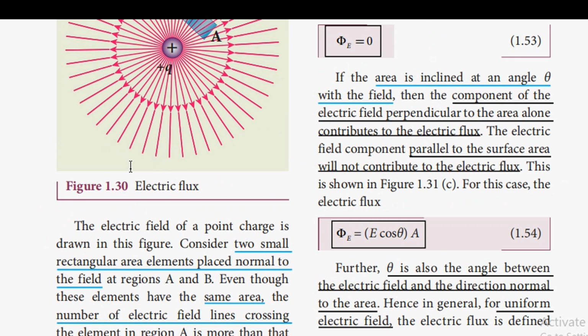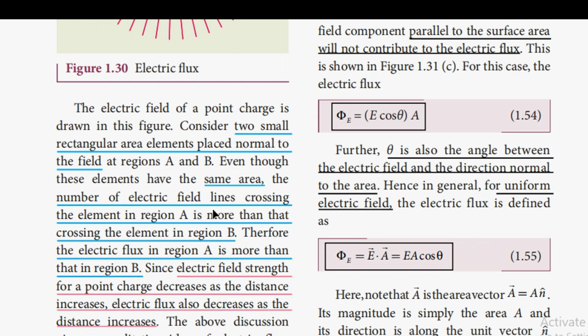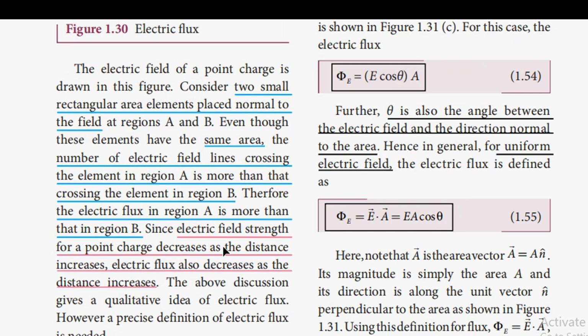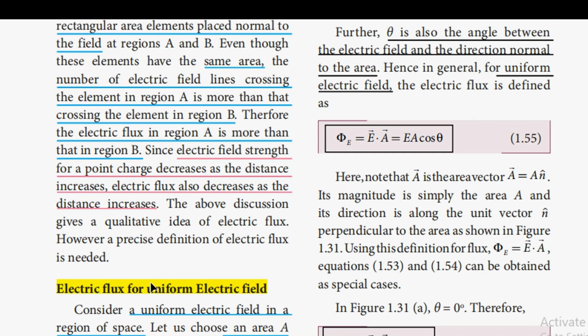So here in this case the electric field of a point charge plus q is drawn, and consider two small rectangular area elements A and B placed normal to the field. Even though these elements have the same area, the number of electric field lines crossing the element in region A is more than that crossing the element in region B. Therefore, the electric flux in region A is more than that in region B. Since electric field strength for a point charge decreases as the distance increases, the electric flux also decreases as the distance increases. The above discussion gives a qualitative idea of electric flux. However, a precise definition of electric flux is needed.